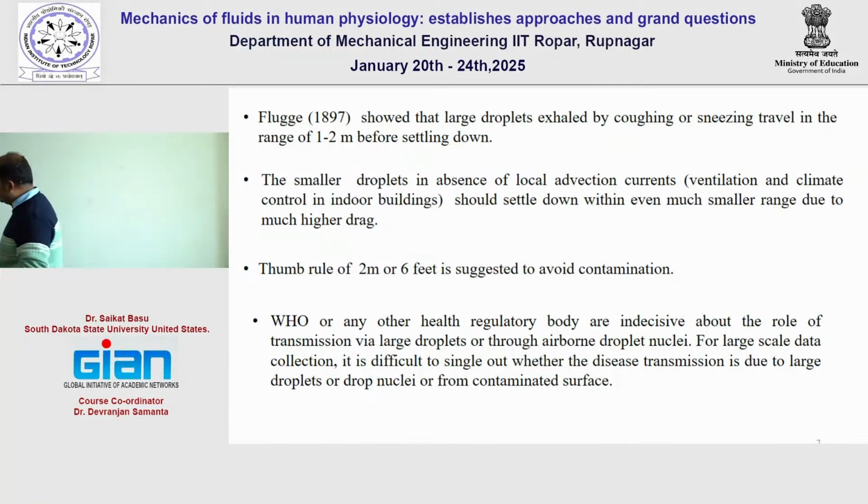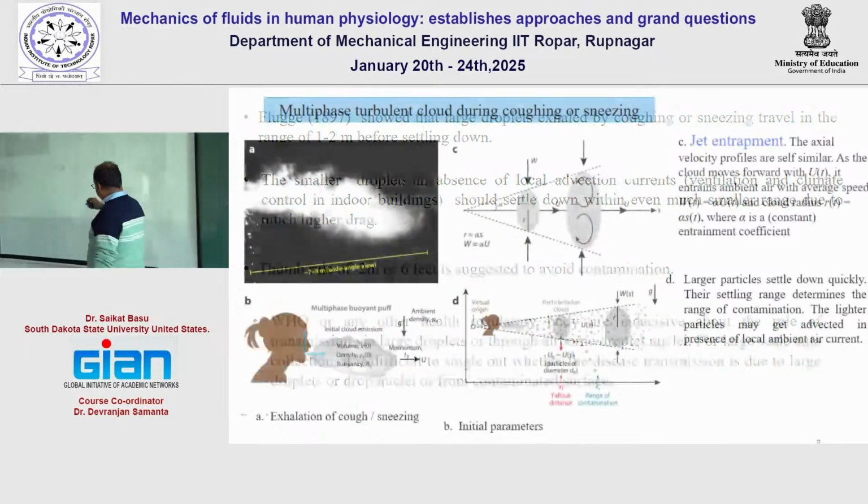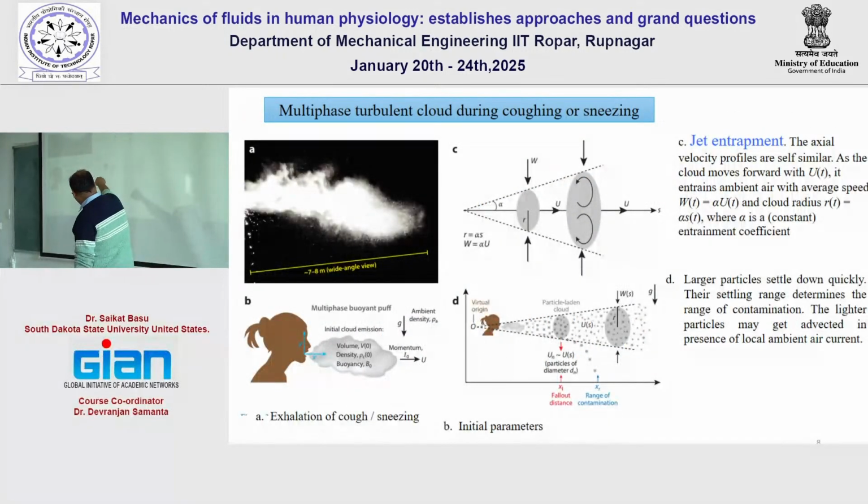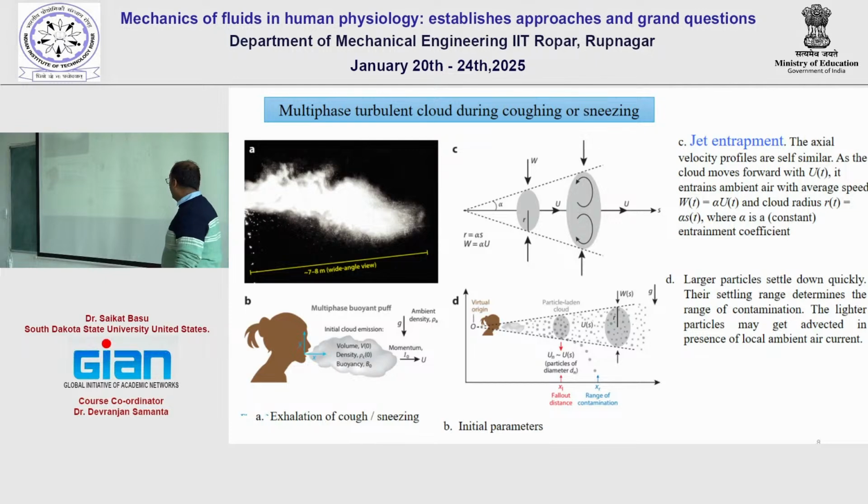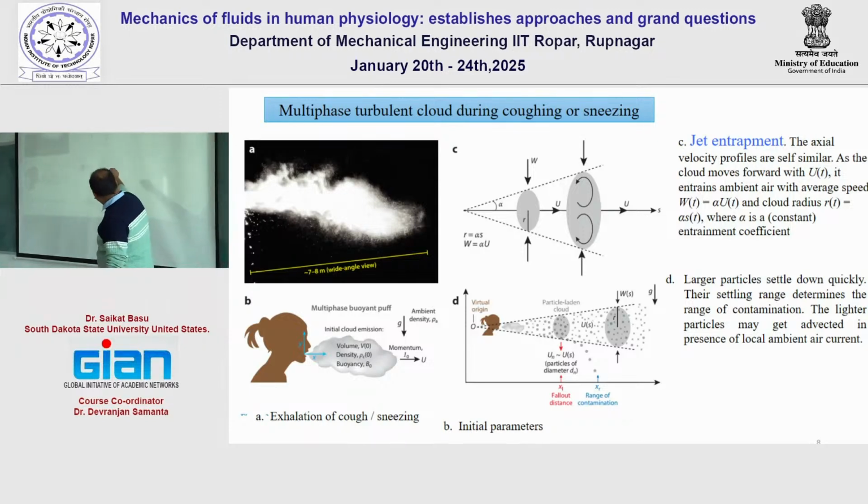Then here is the cough droplet, and when someone tries to model it, these are the initial parameters: volume, density, and the buoyancy. The ambient density is rho a, that is the air, gravity, and the momentum. When one tried to model it, it was observed to be a kind of jet or thermal plume, expanding in a particular form. We'll come to that.